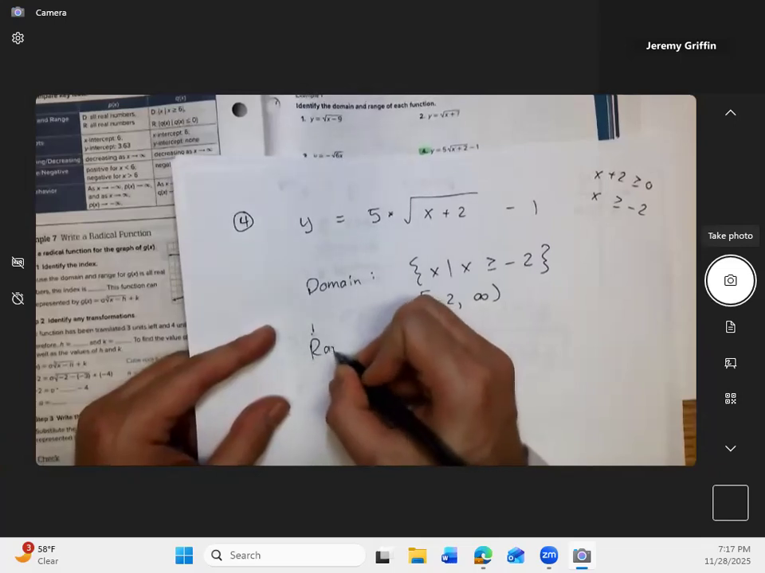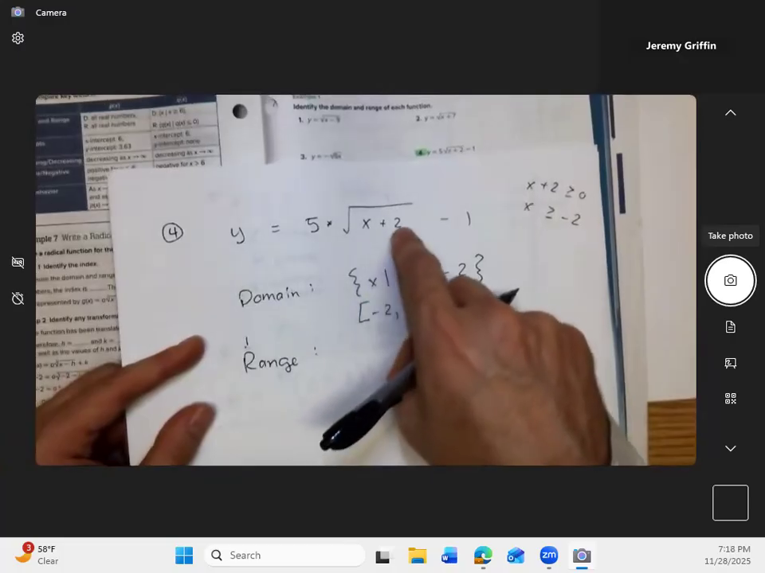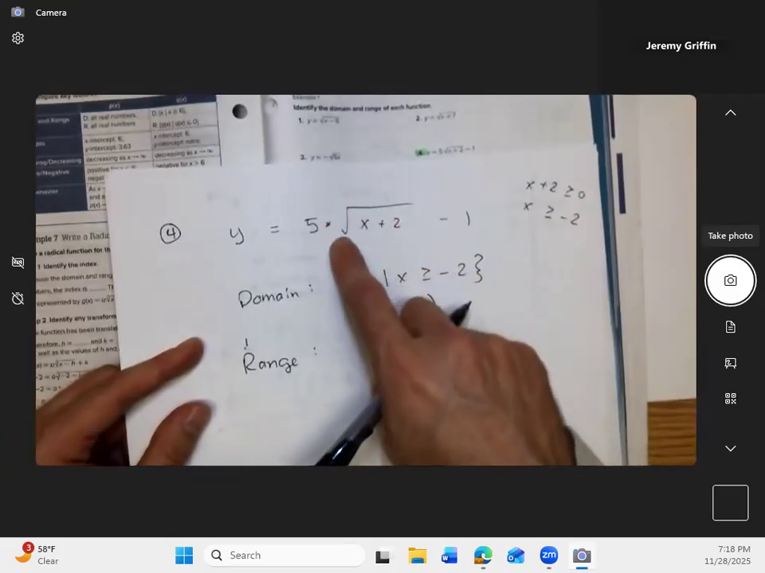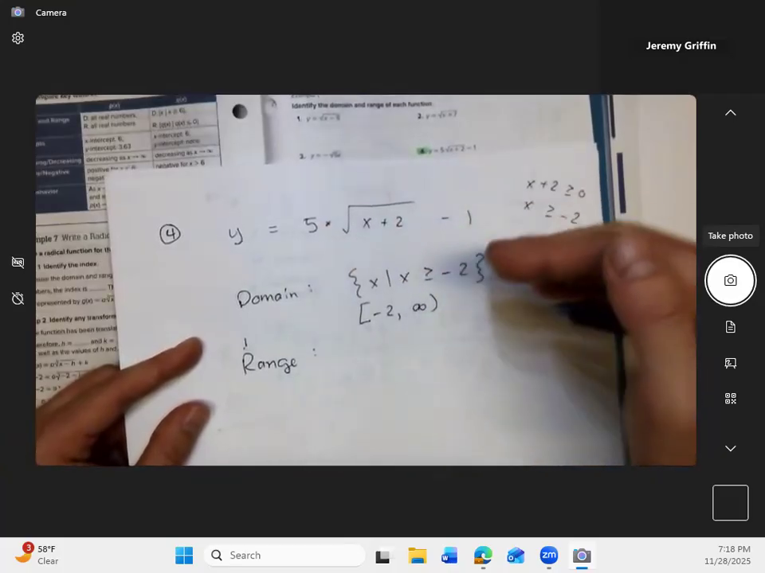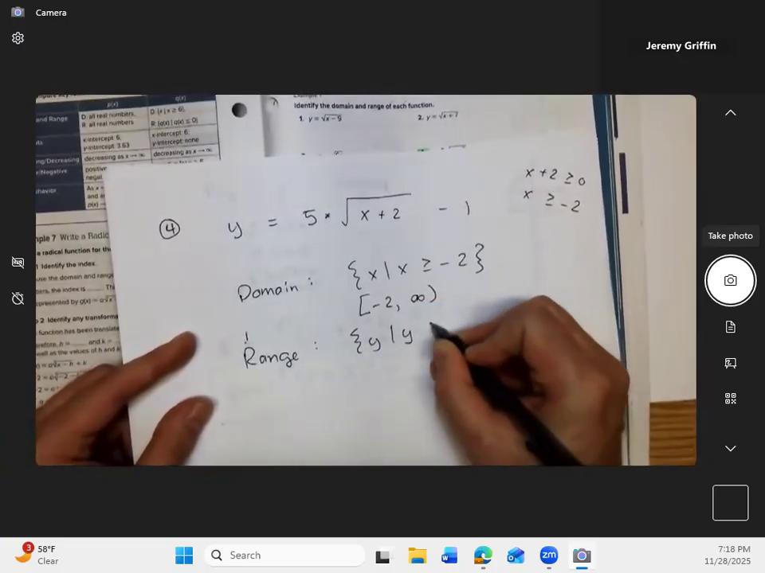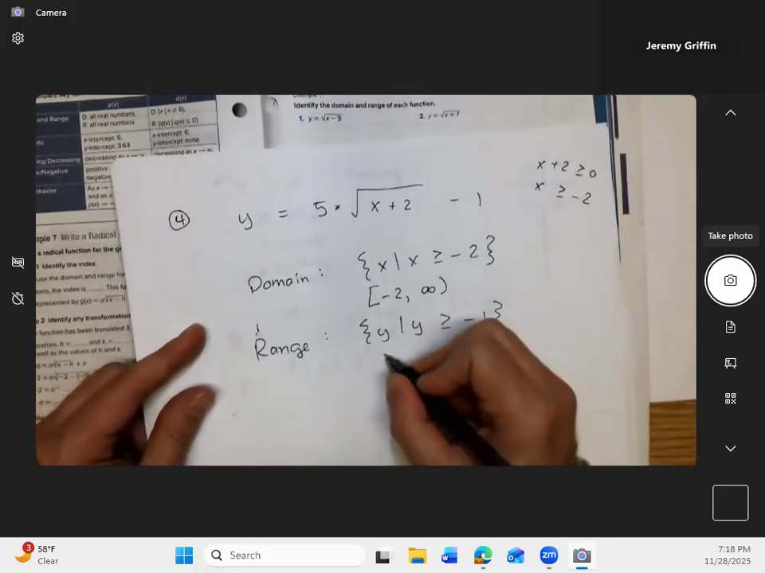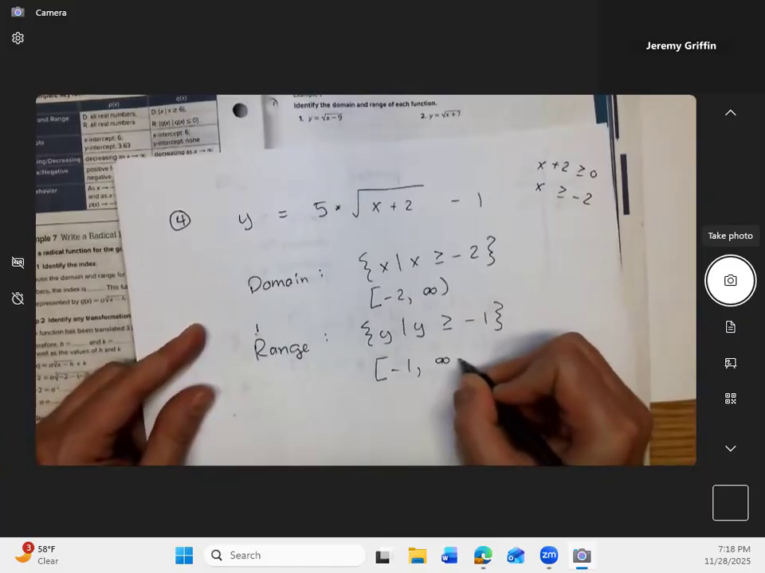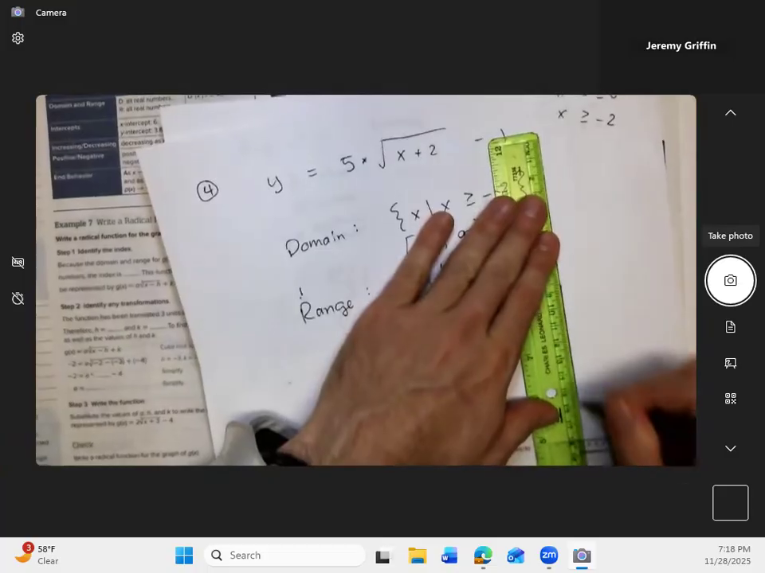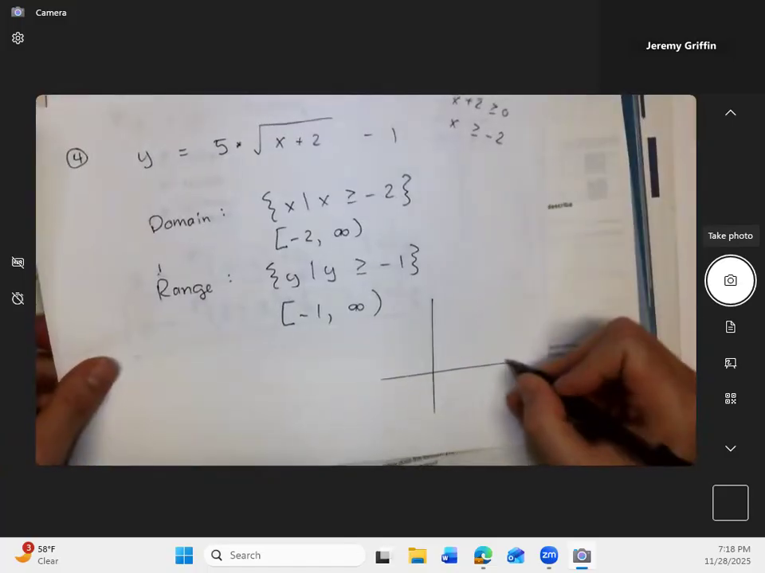How about the range? If this square root comes out to 0, because if x was -2 this whole thing would be 0, you subtract 1, and that would kind of bottom out the function. So I think the range is y such that y is greater than or equal to -1, because it's going to be bigger, just can't be anything less than -1. Or you could write -1 to infinity. Imagining that, let me sketch a real rough graph, and then I'll throw that into Desmos and see exactly what it looks like.